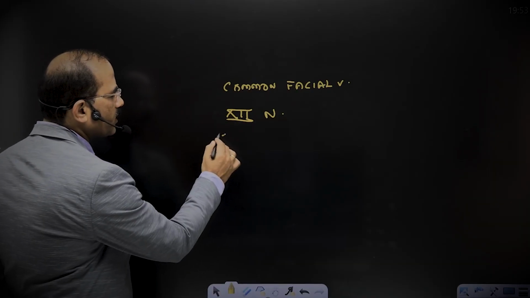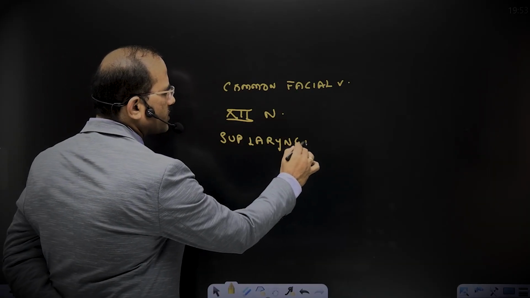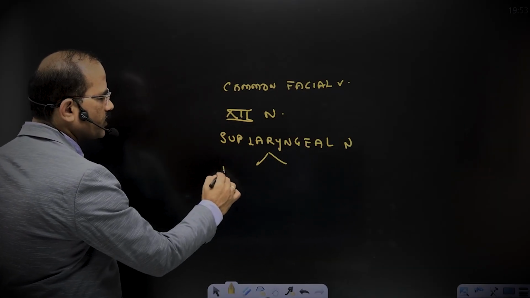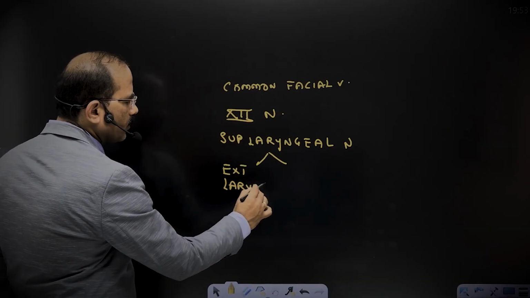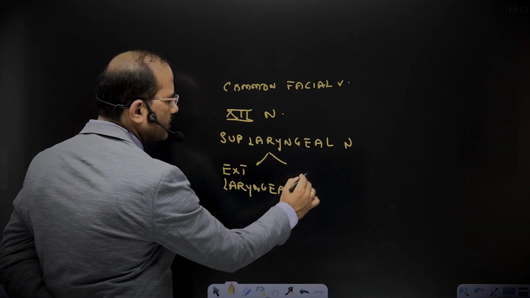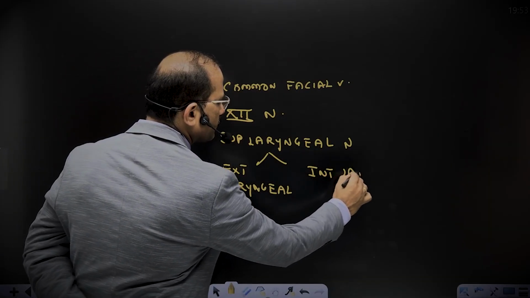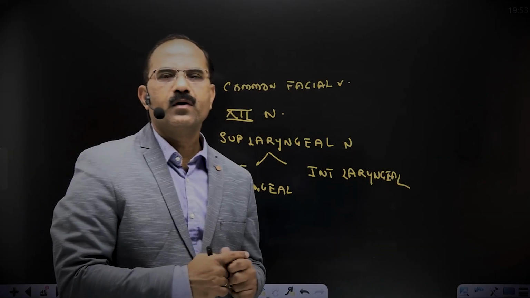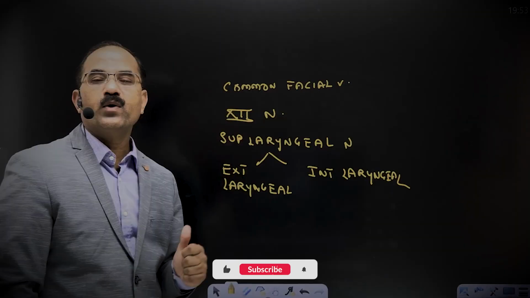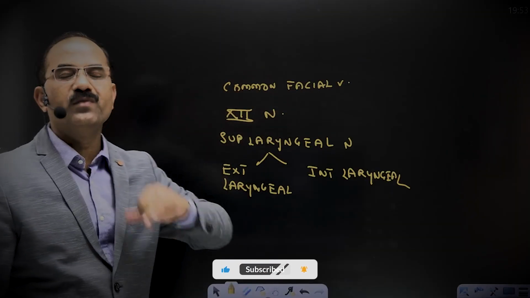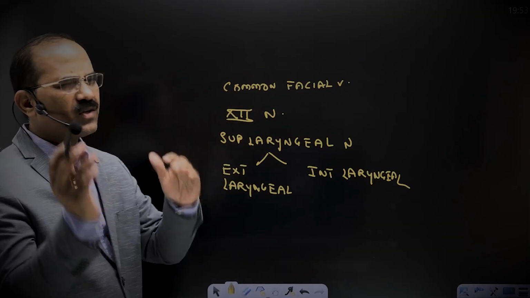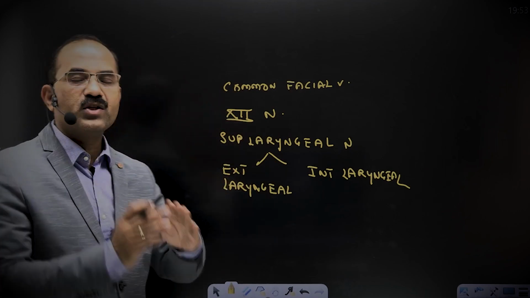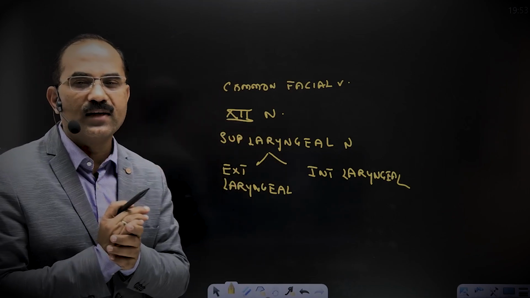We see the superior laryngeal nerve, which is given by the vagus, which divides into an external laryngeal nerve and internal laryngeal nerve, right? Clear to all of you, right? So what else do we get in the carotid triangle? One is the common facial vein, which drains into the internal jugular vein. Anything else? We get the nerves here. We get the hypoglossal nerve. We get the superior laryngeal, which divides into an external and internal laryngeal nerve.